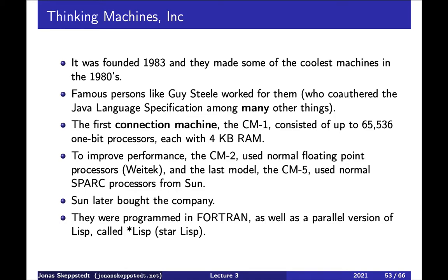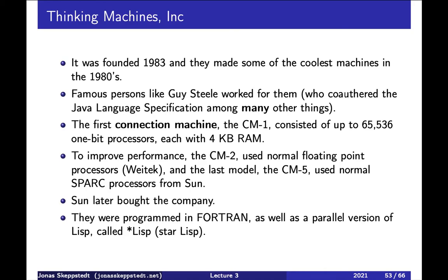Instead of connecting numerous powerful compute nodes, Thinking Machines, founded in 1983, took a completely different approach. Instead of having powerful compute nodes, they had 1-bit processors, but a really large number of them, up to 65,536. Only 4 kilobytes of RAM for each such processor. One famous person who worked for them was Guy Steele.